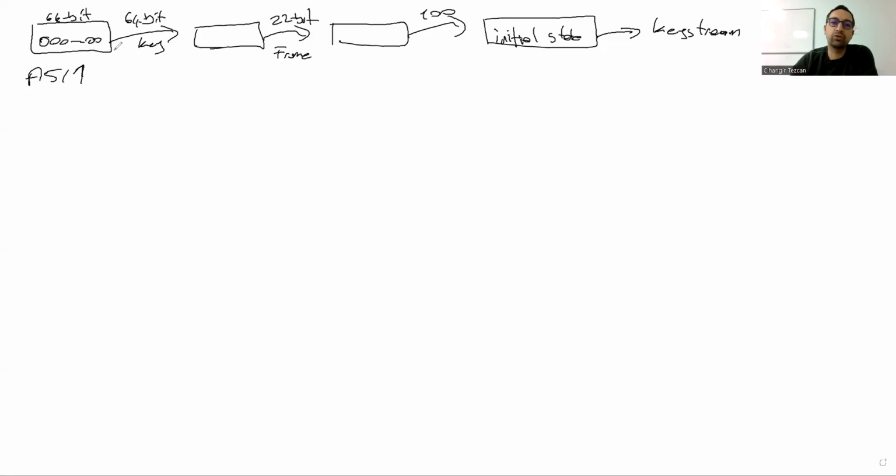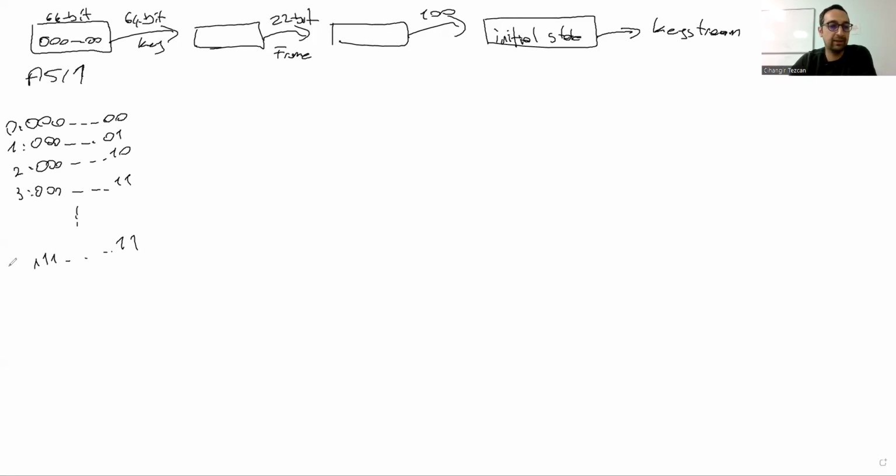Since this is 22 bits and this is 64 bits, performing an exhaustive search and storing every key stream would take a lot of space. But what we can do is as follows. We can write every 64-bit initial state, like this, and go until all ones. As integers, this is 0, this is 1, this is 2, this is 3, and this is 2 to the 64 minus 1.